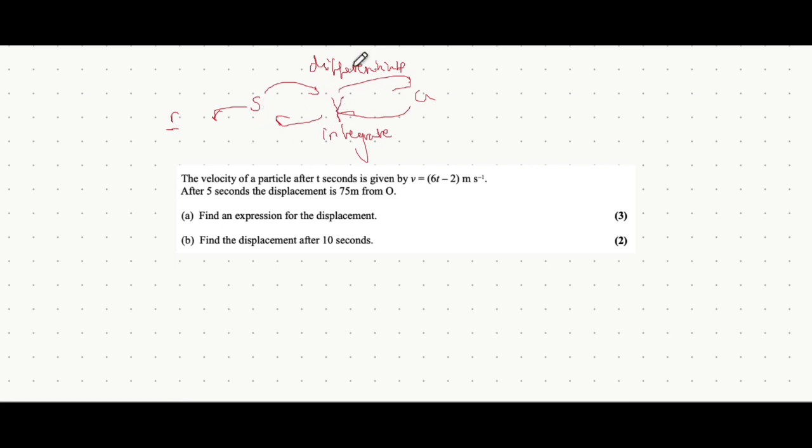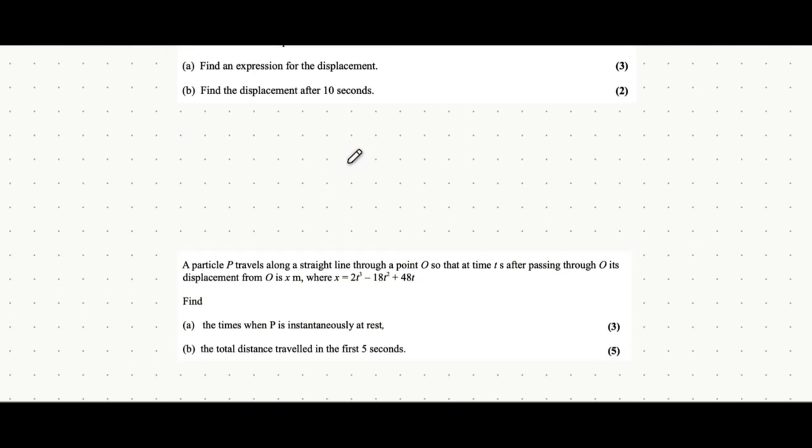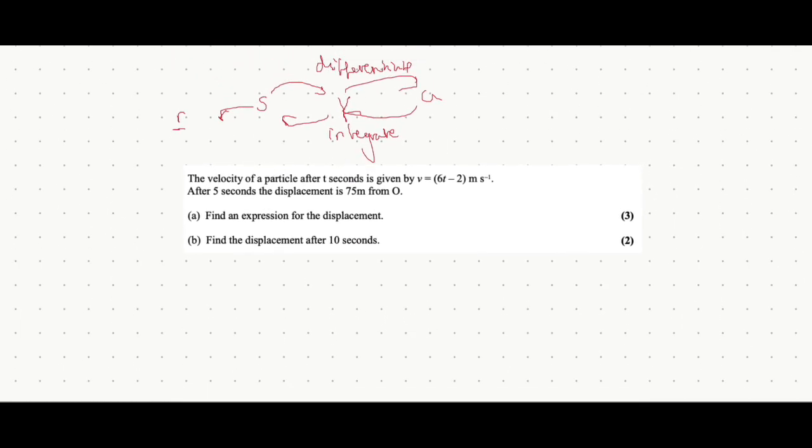In this video, sorry for the handwriting by the way, I'm going to go through both of those examples, and I'm going to make my pen a little bit thicker just so it's easier to see. Here it's giving you an equation for velocity. It's also told you after 5 seconds the displacement is 75 meters. I'll tell you why that's important.